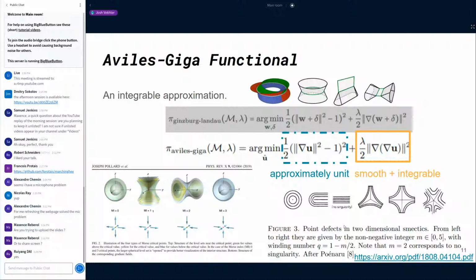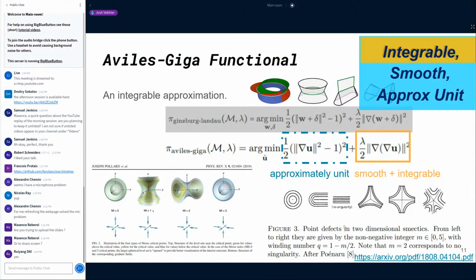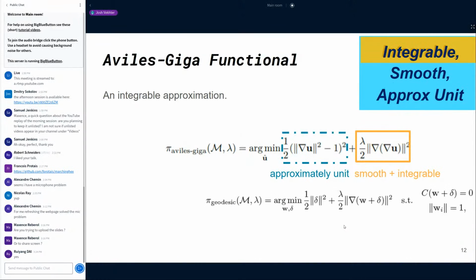But the next thing that I want to talk about is how do you actually recover solutions, minimizers of this Aviles-Giga functional. And this is what we were doing in the weaving paper. So we're just going to do a little rewriting of the variables. We're replacing grad W with grad U with W plus delta. And as you can see, it's almost the same. There's just a square. If you look carefully, there's an extra squared term, but other than that, it's basically the same functional.